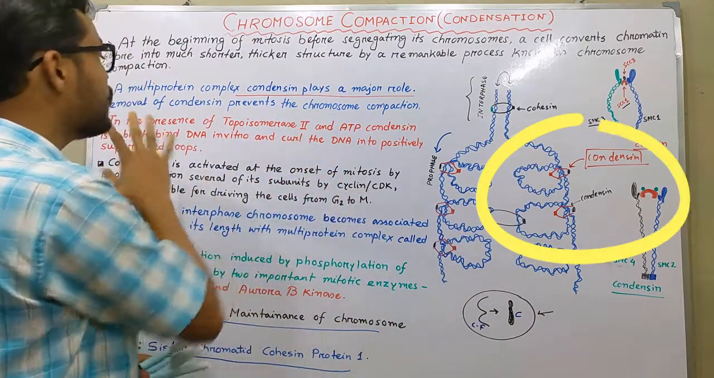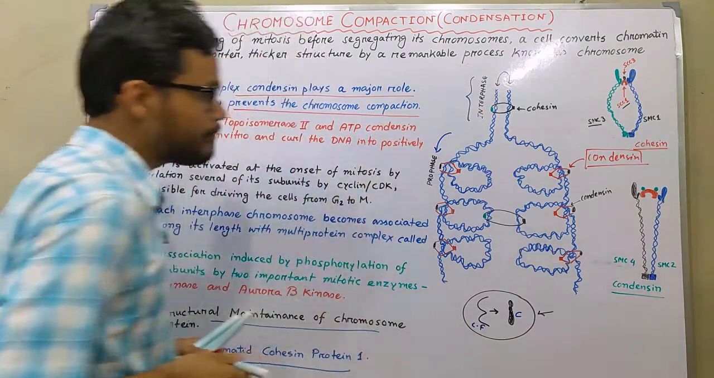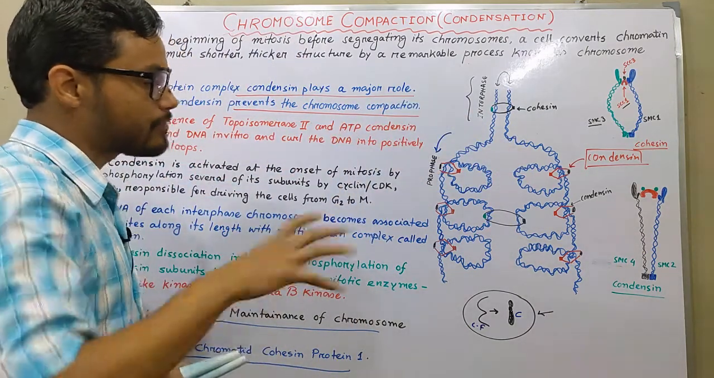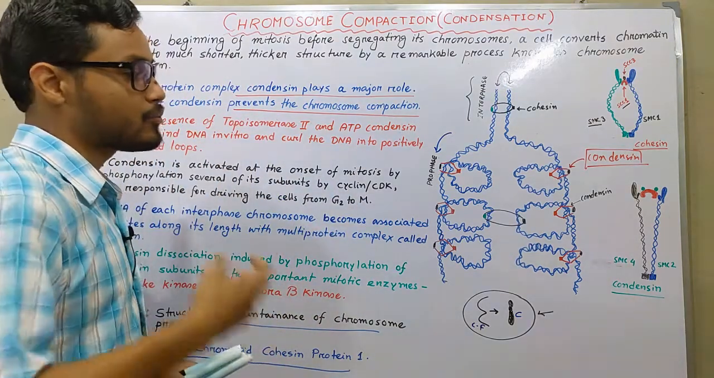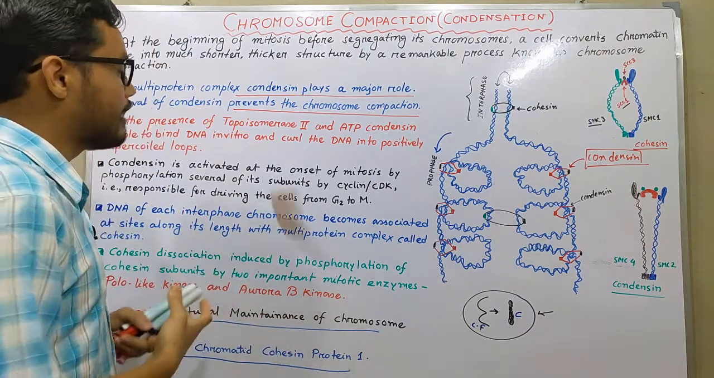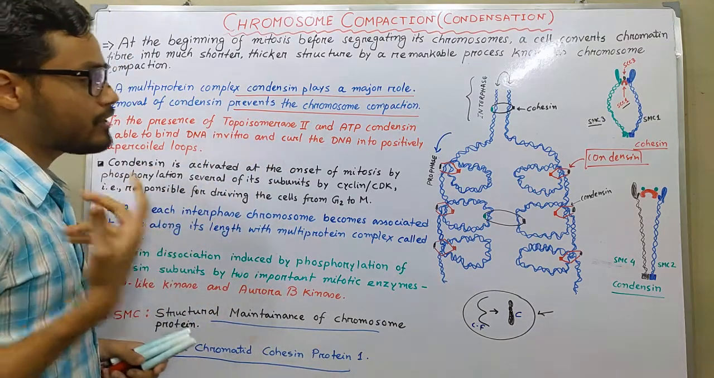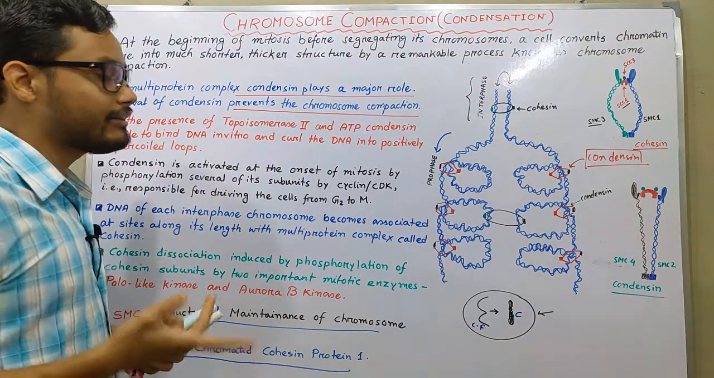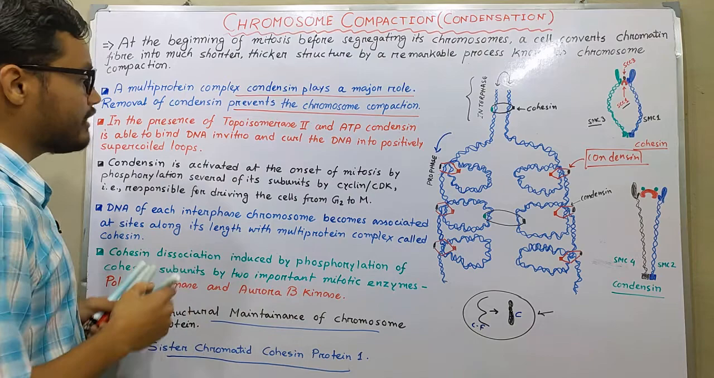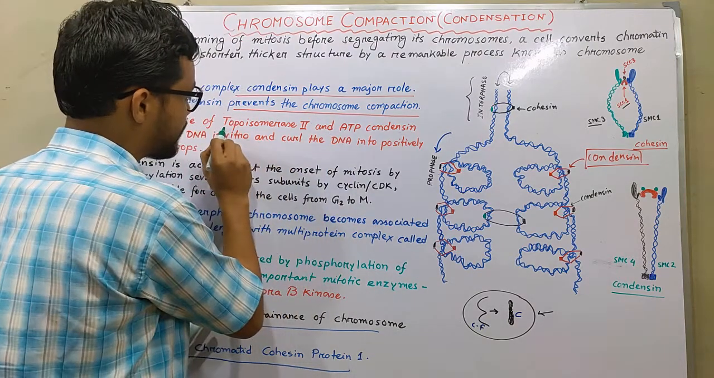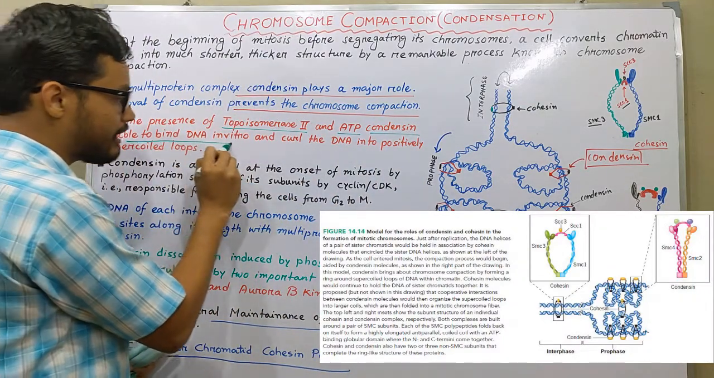If we remove the condensins, that prevents chromosome compaction. If we remove those condensin proteins from the cell in vivo, then the process of chromosome compaction or condensation cannot be done. And here is the evidence of this phenomenon. In the presence of topoisomerase 2, a protein that cuts the DNA, and ATP, condensin is able to bind DNA in vitro.